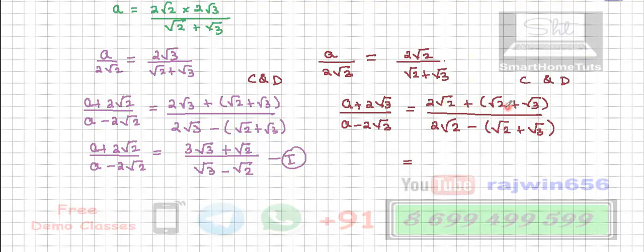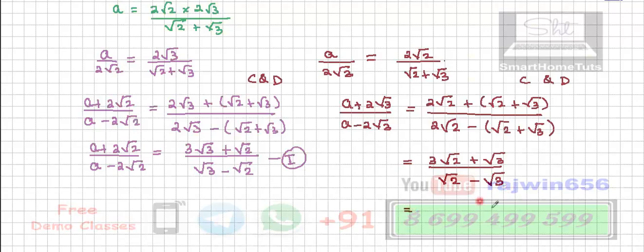So 2 root 2 plus root 2 is going to give me 3 root 2 plus root 3. In the denominator, 2 root 2 minus root 2 is going to give me root 2, minus sign is there, root 3. Okay, now look at the difference over here. What is there in the denominator? Here it is root 3 minus root 2 and here it is root 2 minus root 3.